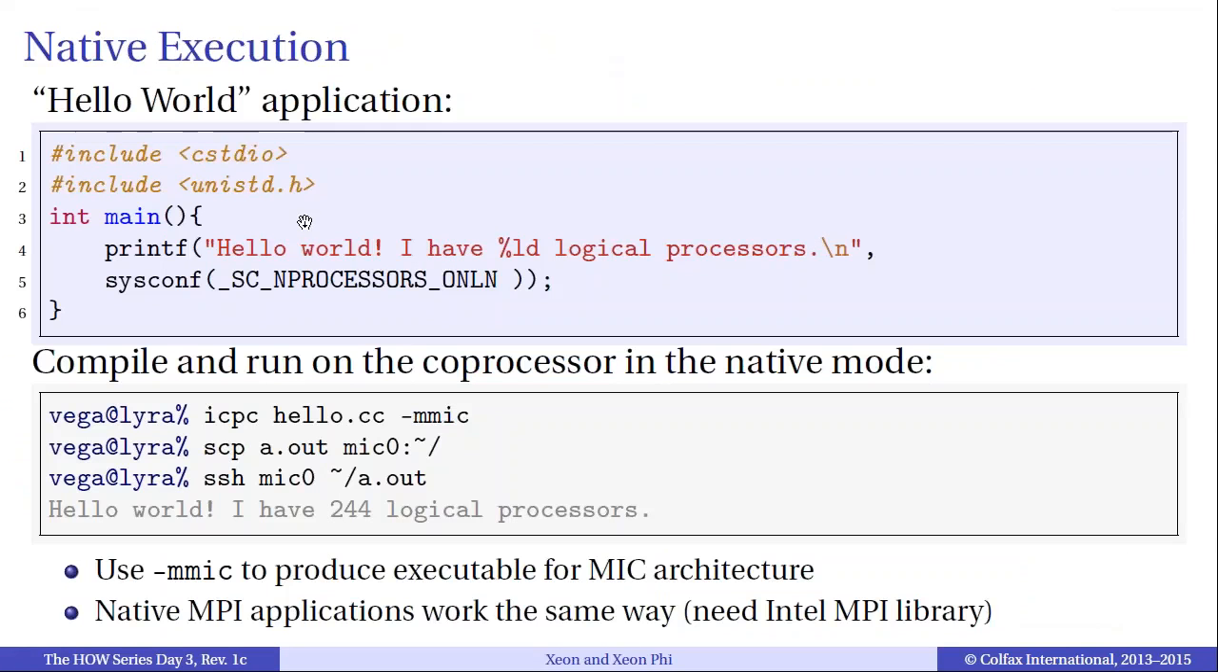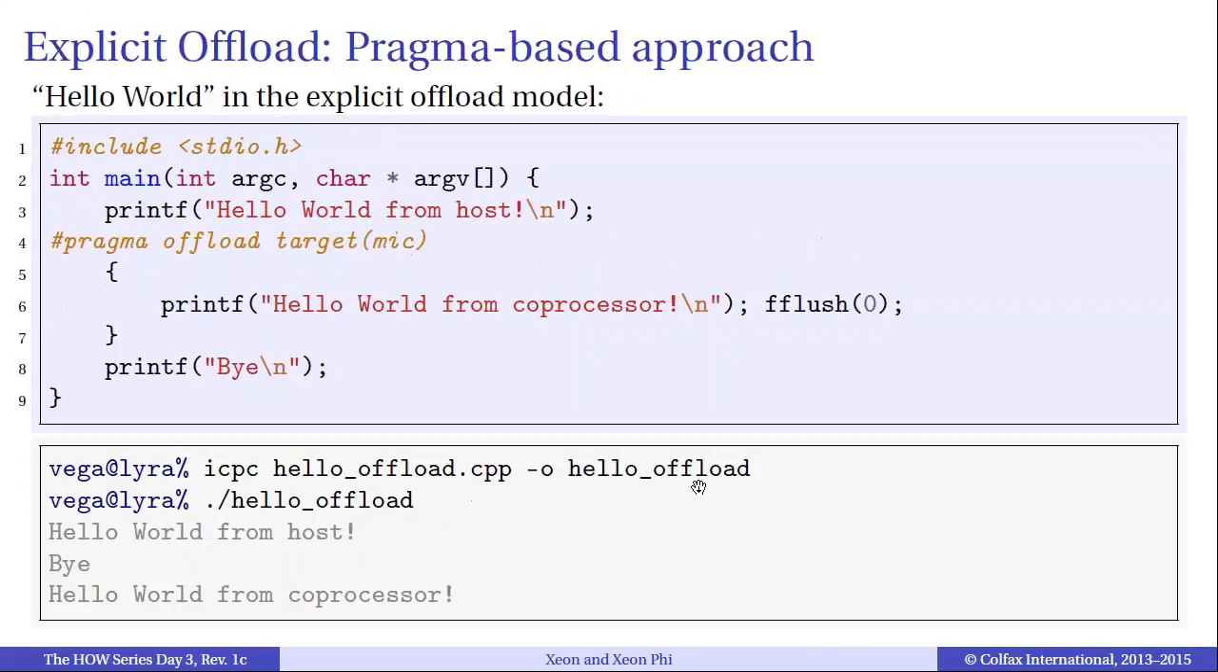A hello world application might look like this. It gives no hints that it knows anything about Xeon Phi, but when you compile it, you have to compile it with the argument -mmic. And then, because Xeon Phi acts as an independent compute node, you have to copy this executable to Xeon Phi and run it from the Xeon Phi coprocessor, or you can use MPI for scaling across a cluster.